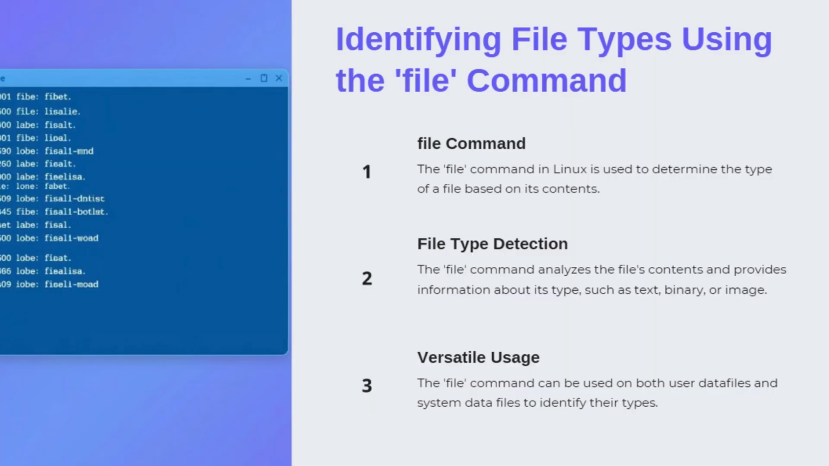In the last three slides, we learnt about three types of files. They were user data files, system data files, and executable files. Now we are going to understand how to identify these file types using the file command. The first is the file command. The file command in Linux is used to determine the type of a file based on its contents. Second is file type detection. Here, the file command analyzes the file to detect whether it is text, binary, or an image. Third is versatile uses. The file command can be used on both user data files and system data files to identify their types.